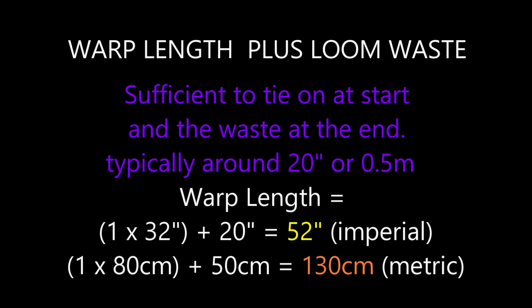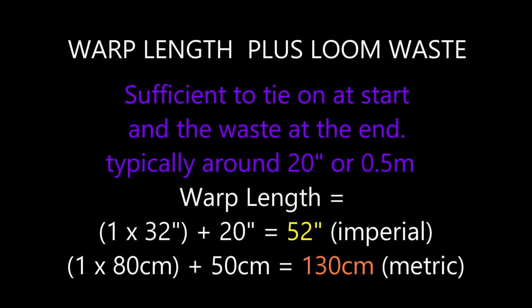Now let's calculate the length for one item. So that would be 1 times 32 inches plus 20 inches in loom waste, so the warp length would be 52 inches in imperial. In metric, that would be 1 times 80 plus 50 centimetres, which is 130 centimetres in metric. Now here in this formula is where you can add more items to one warp.